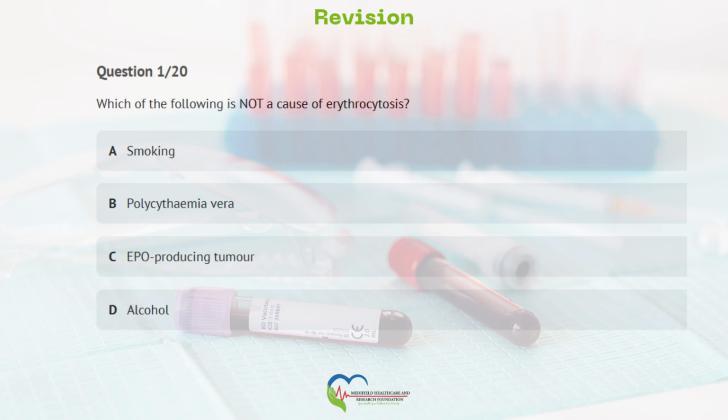Which of the following is not a cause of erythrocytosis? Erythrocytosis is, of course, high red blood cell count. Which is not a cause of high red blood cell count? A, smoking. Yes, that's a cause because that compensatory reaction to try and cover for that lack of oxygen will cause a high number of red blood cells. Polycythemia vera. Yes, we talked about that. Epo-producing tumor. Yes, because the bone marrow will produce a lot of red blood cells, and that will cause erythrocytosis. Alcohol, no. So I would go for alcohol here. I don't know what you would go for.